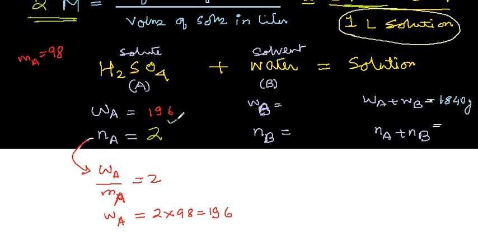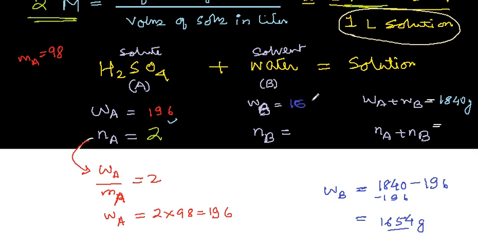And what is the weight of A? 196. So which means the weight of B would be 1840 minus 196. If we subtract 196 from here, we'll get 4, then 14 minus 9 is 5, then 7 minus 1 is 6. So we'll have the value 1654 gram.